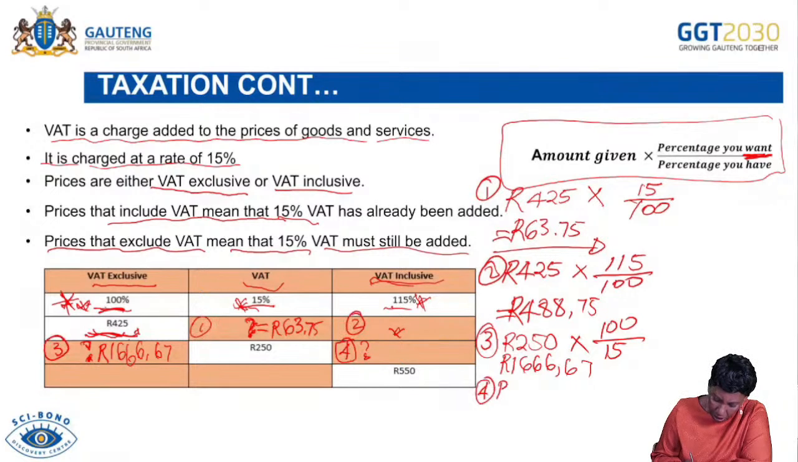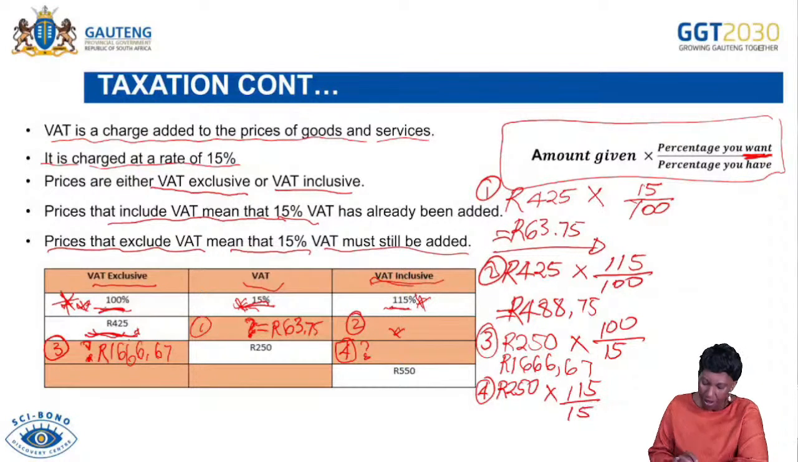Amount given, we said it is 250. That is the amount I'm given. And then now I multiply it. What percentage do I want? I want the 115. That is the percentage that I'm looking for. And then what percentage do I have? I have the 15%. So meaning I have to divide by 15.